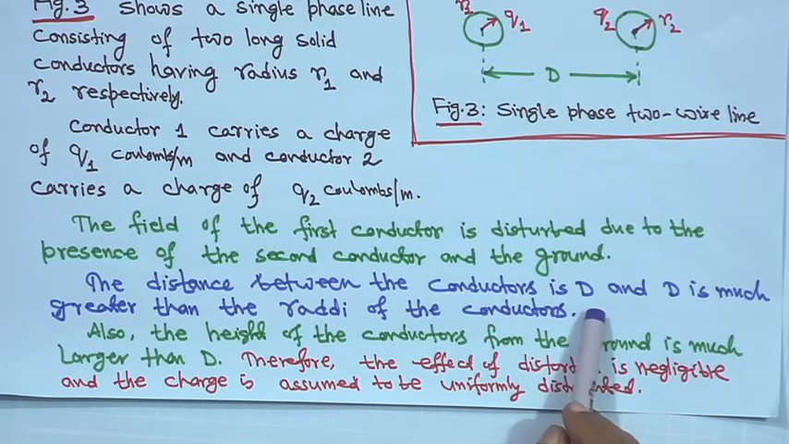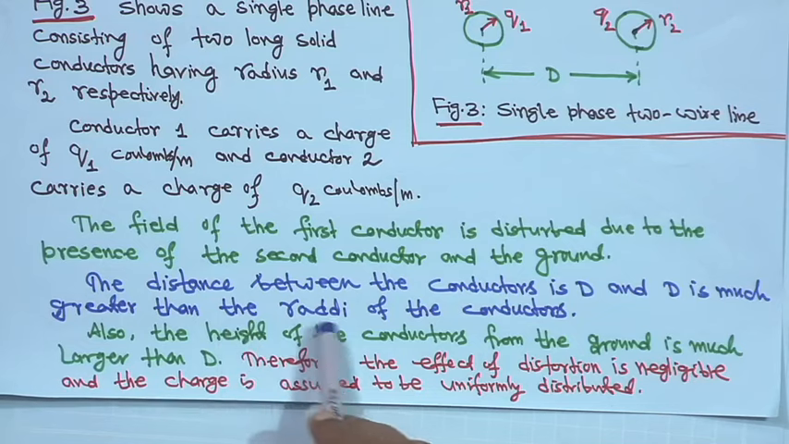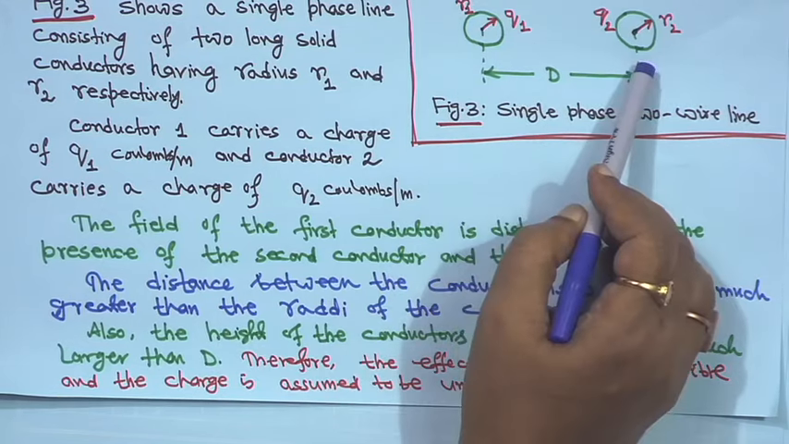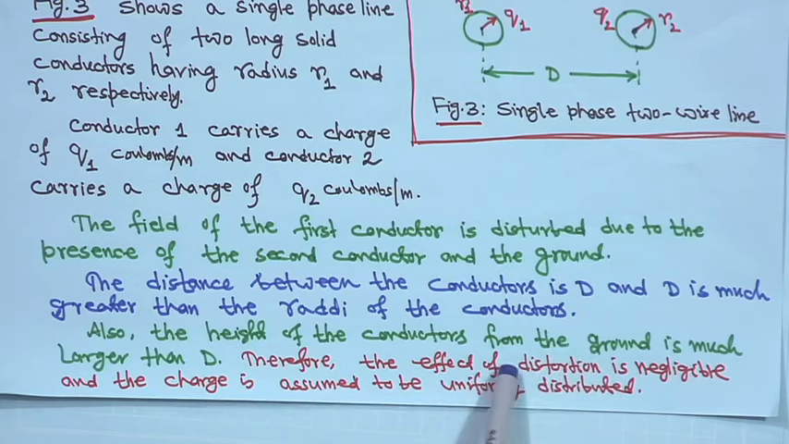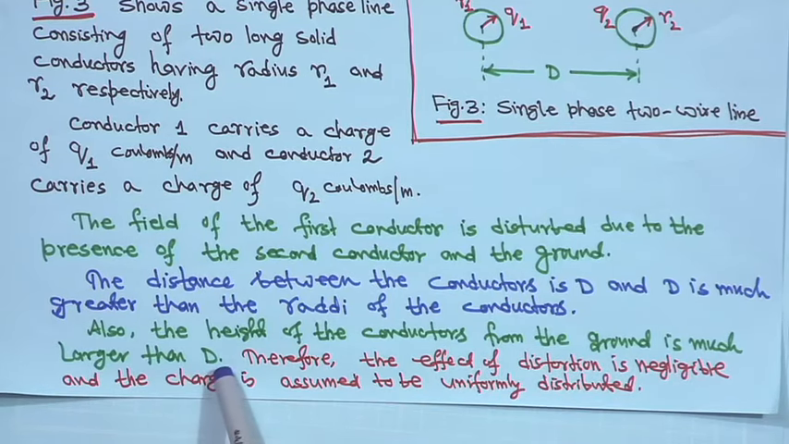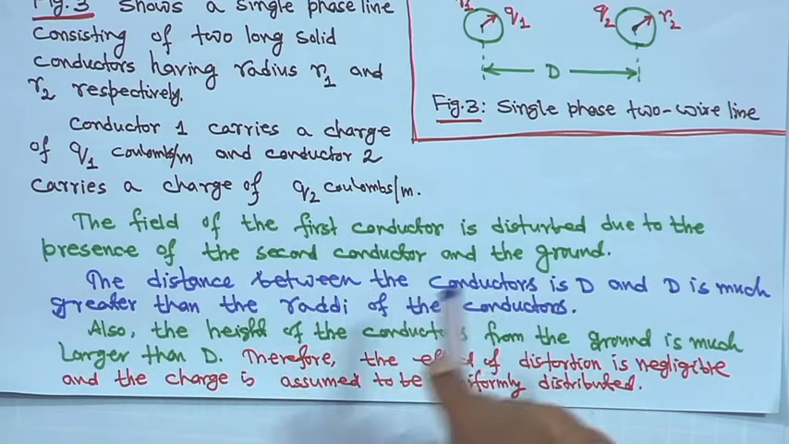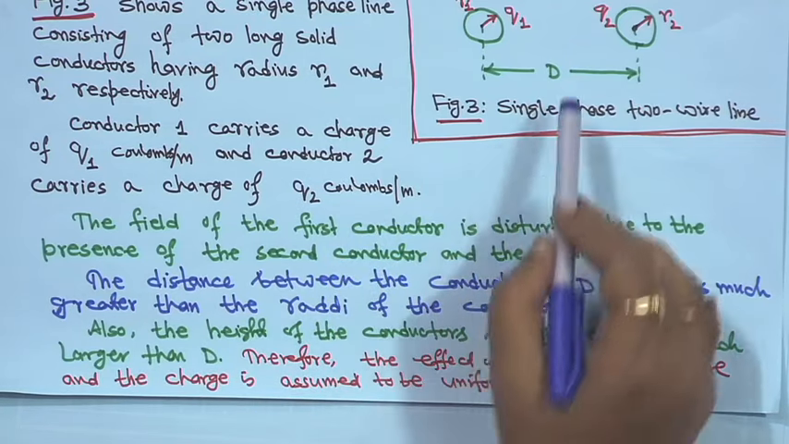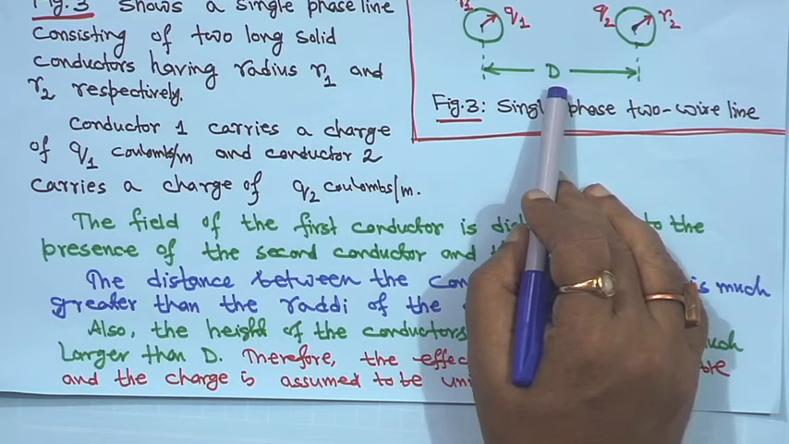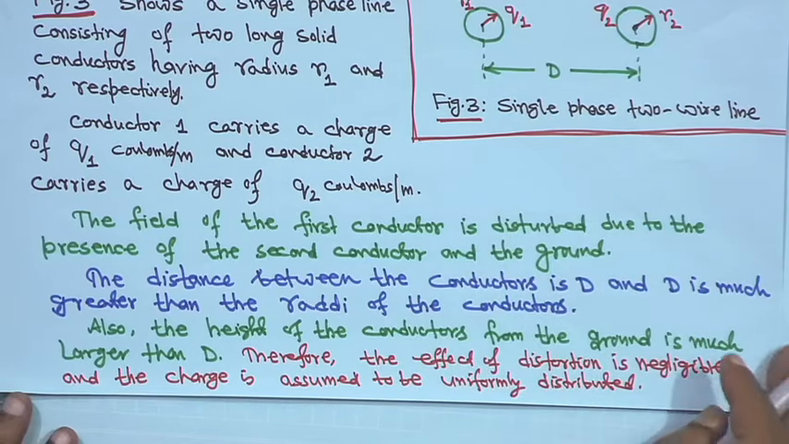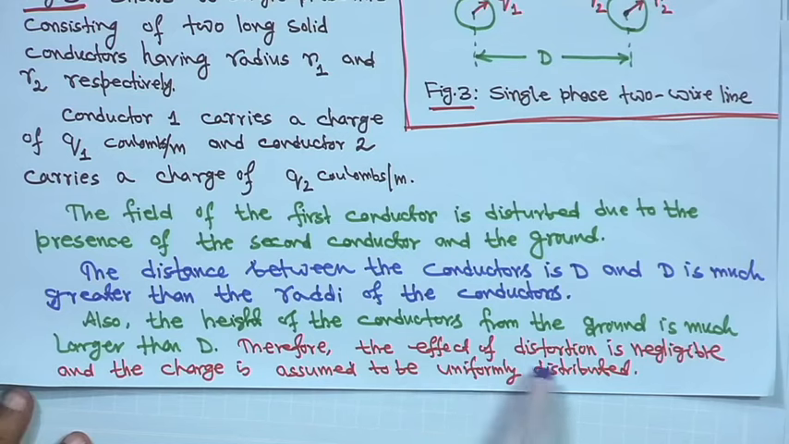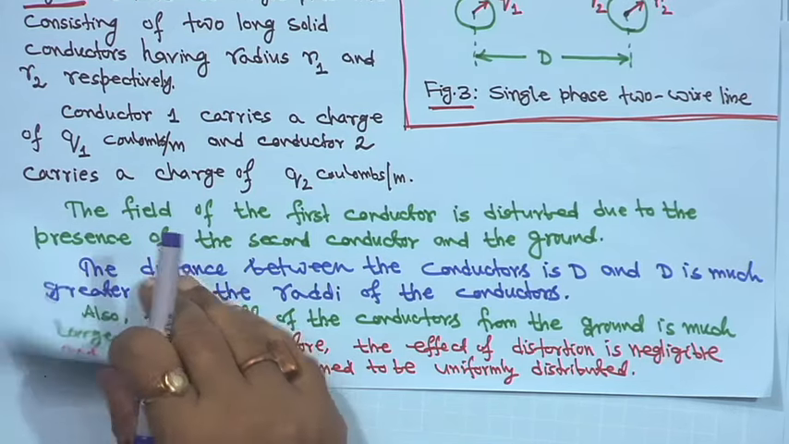The distance between the conductors is d, and d is much greater than the radii of the two conductors, R1 and R2. Also, the height of the conductor from the ground is much larger than d, because conductors are always above the ground. So, that height h is much greater than d, but when we consider h, we will see later. Therefore, the effect of distortion is negligible and the charge is assumed to be uniformly distributed.